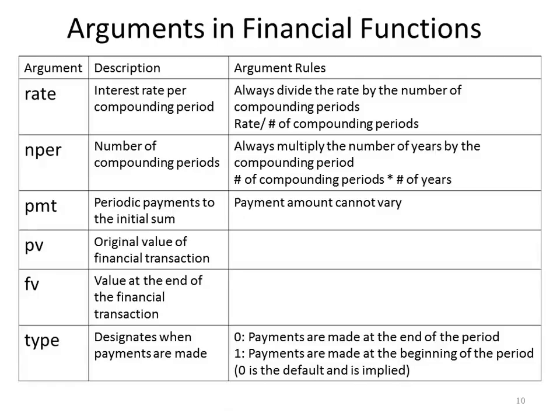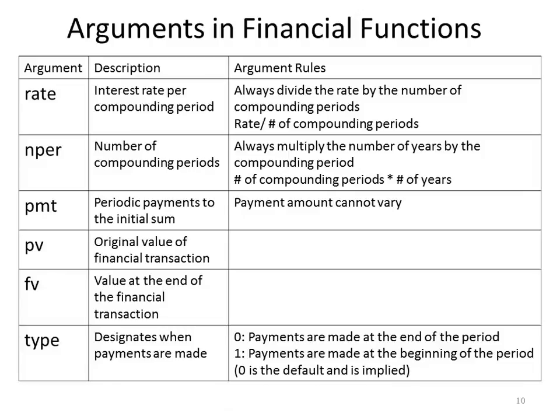The PMT argument, or the payment argument, is the periodic payment. The payment cannot vary in these functions. So if you're making a $50 payment, it has to be assumed that you will be making that $50 payment throughout the entire life of the loan or the investment. The PV argument is the present value. It's the original value of the financial transaction. The FV argument is the value at the end of the financial transaction.